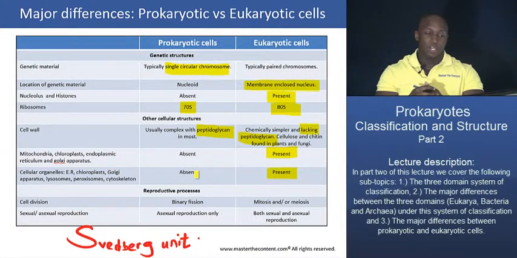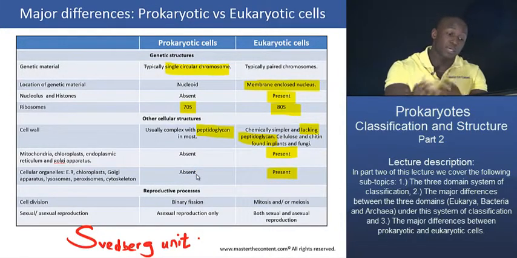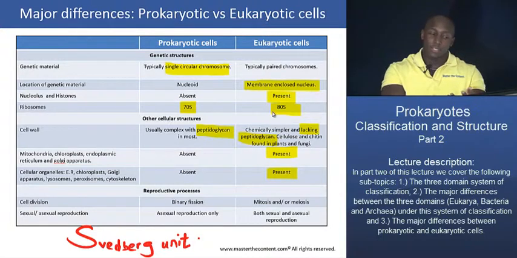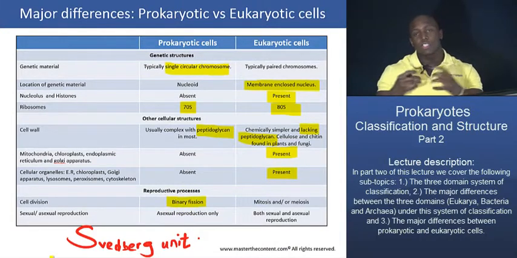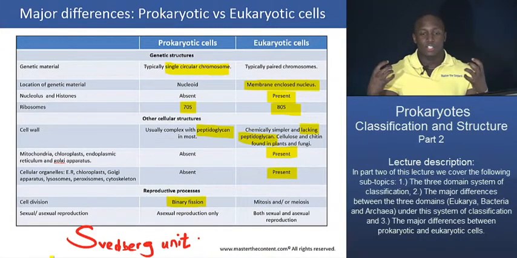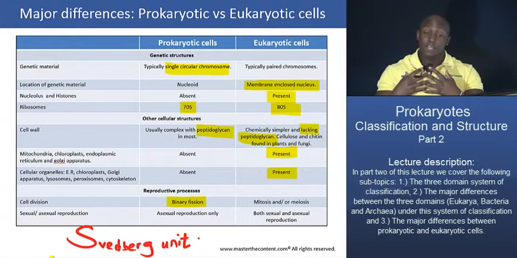Now, the last thing I'm going to talk about is the differences in reproduction, the reproductive differences. So prokaryotic cells will reproduce asexually, and the mechanism they'll use to do that is a process we refer to as binary fission, where the cell pretty much doubles its genetic material and splits into two. Now, on the flip side, eukaryotic organisms can reproduce both sexually and asexually. So they have the ability to do both, depending on what eukaryotic organism you're talking about.